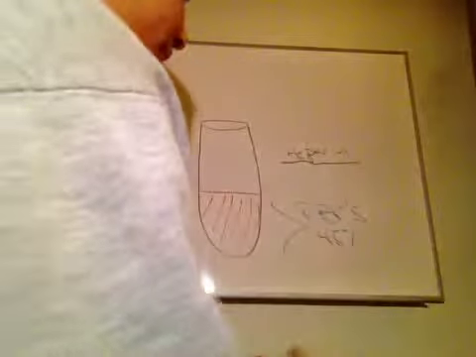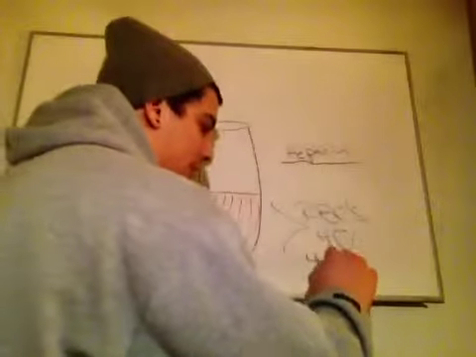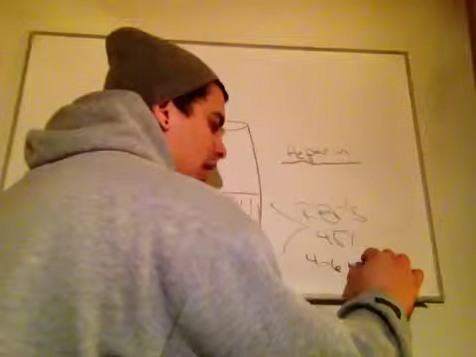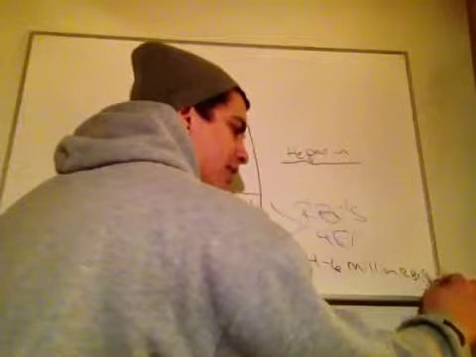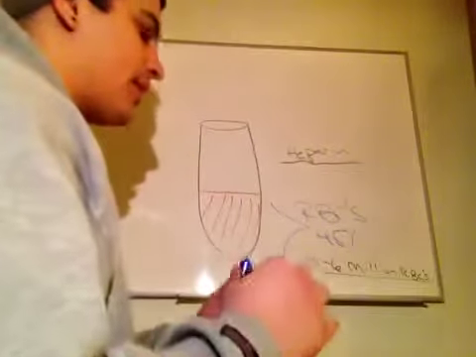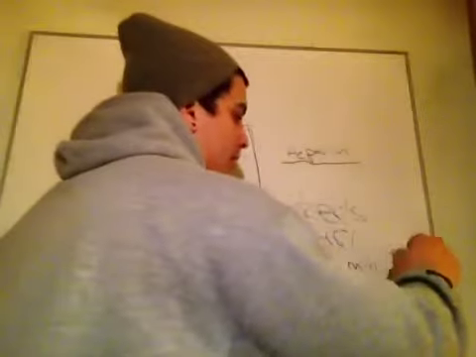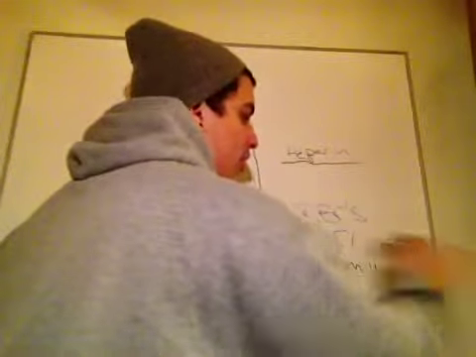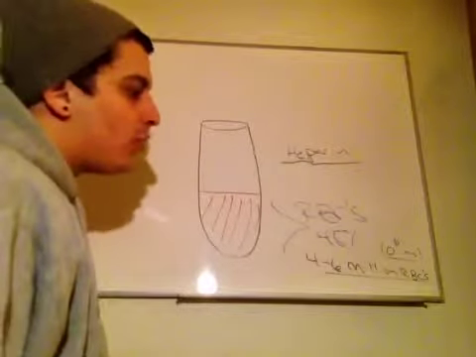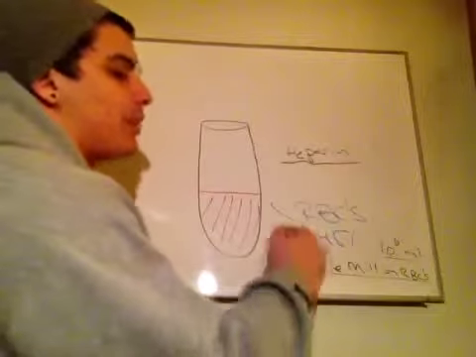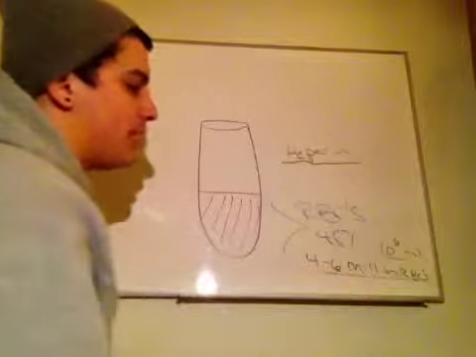The normal red blood cell amount is approximately 4 to 6 million red blood cells on average. There's about 4 to 6 million red blood cells, 10 to the 6 per millimeter cubed of blood.